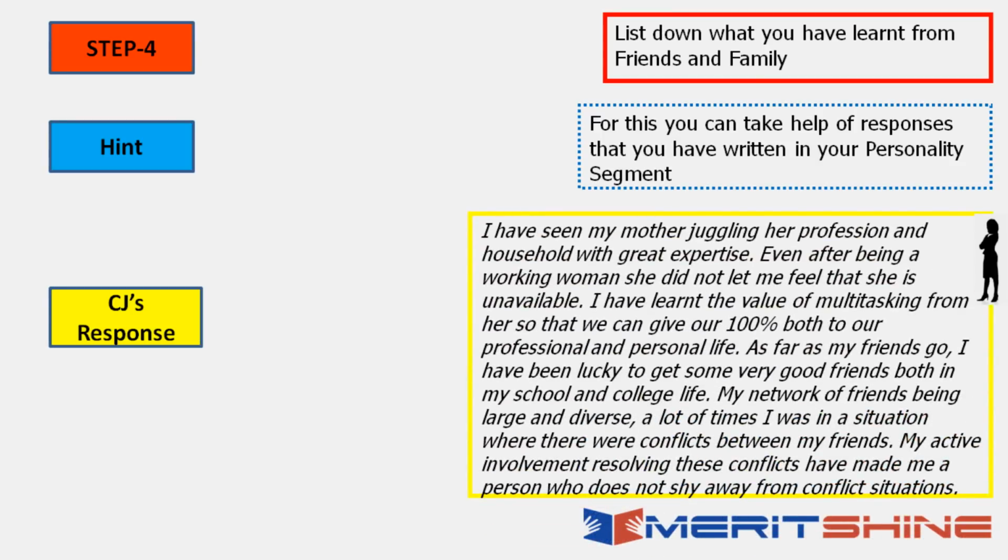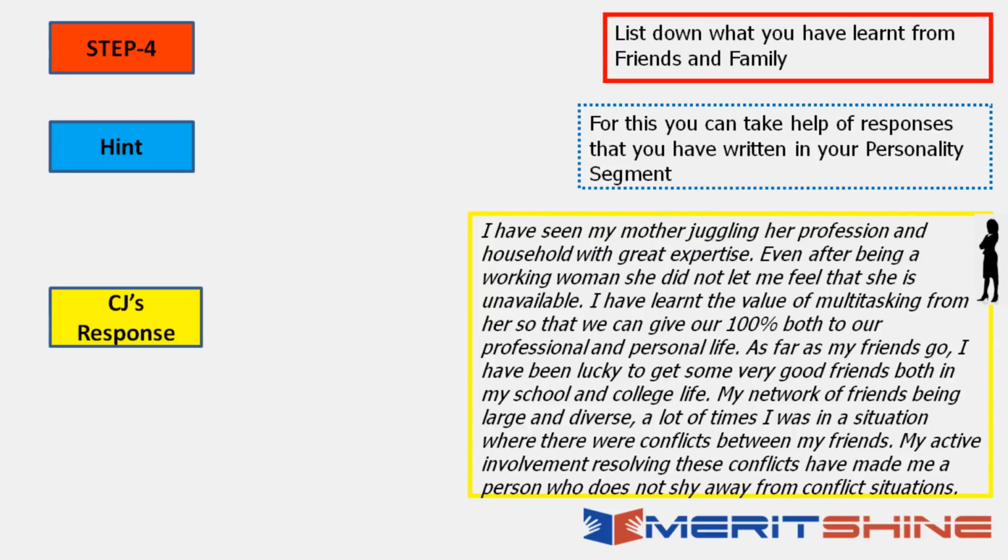Now, CJ is saying, I've seen my mother juggling her profession and household with great expertise. Even after being a working woman, she did not let me feel that she is unavailable. I have learned the value of multitasking from her so that we can give our 100% both to our professional and personal life. As far as my friends go, I have been lucky to get some very good friends both in my school and college life.